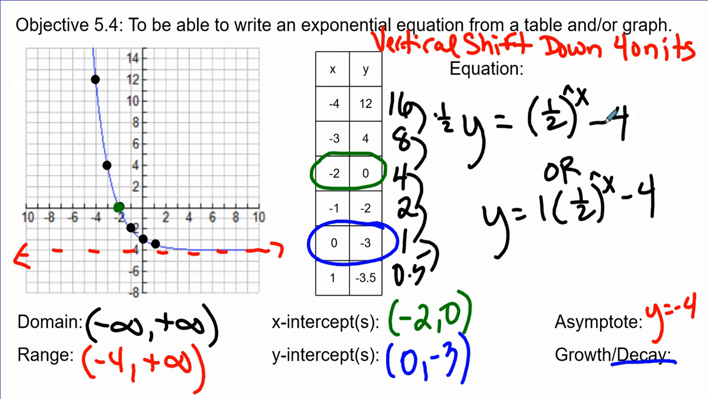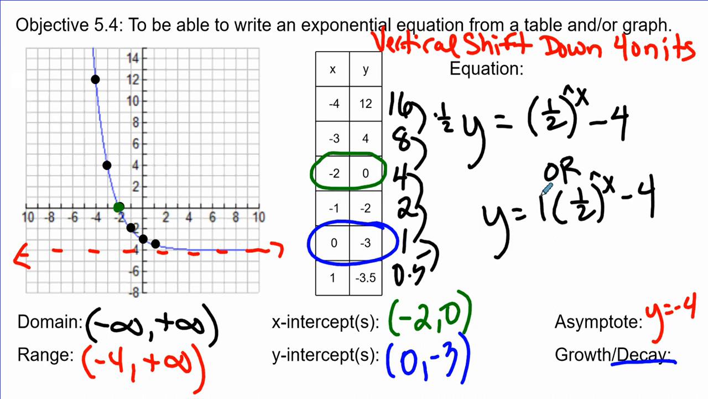I can also check by taking any of these input values and putting them into my equation to make sure I get the correct output values that go with it. For example, let's start with 0. 1/2 to the power of 0 is 1. 1 minus 4 brings me back to the -3. I can do the same thing with the other one, where I've got 1/2 to the -1st power. That's the reciprocal. So you've got 2. 2 minus 4 is -2. So I've got the correct value.